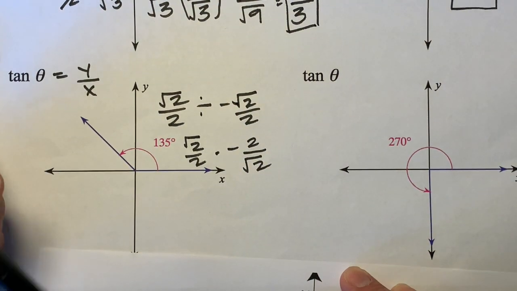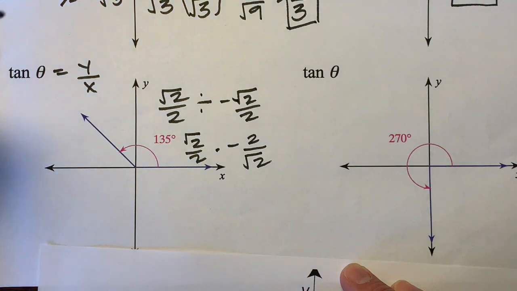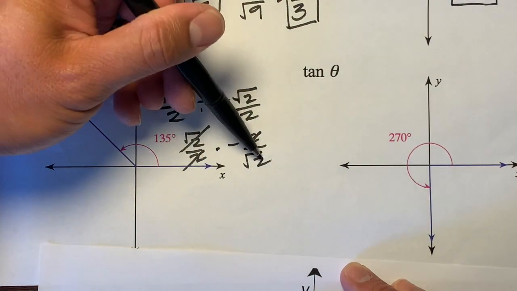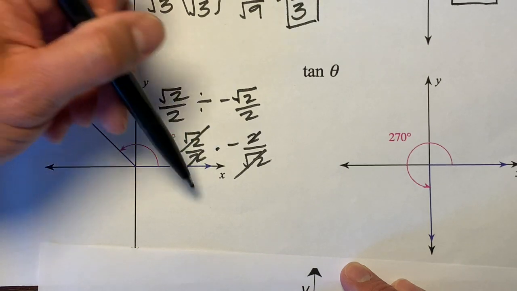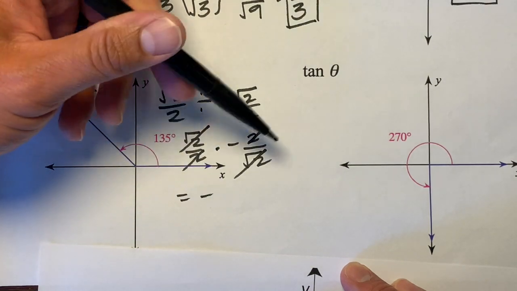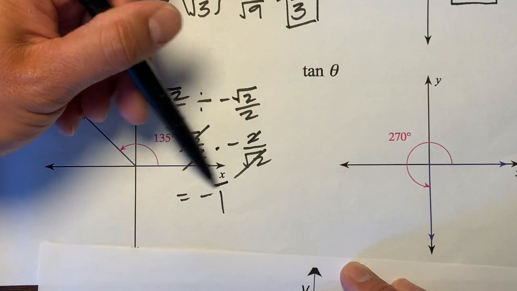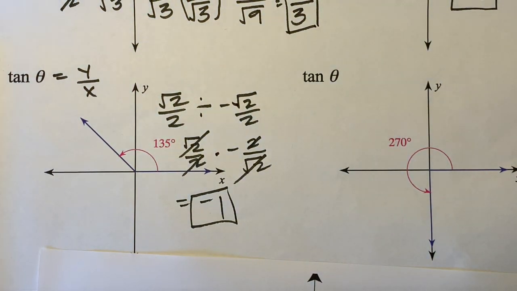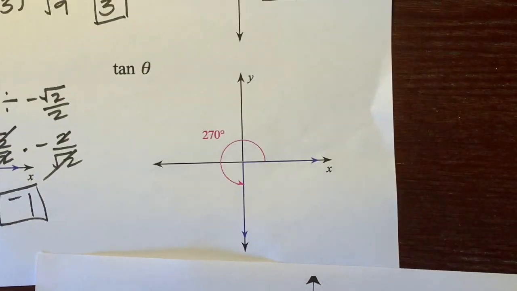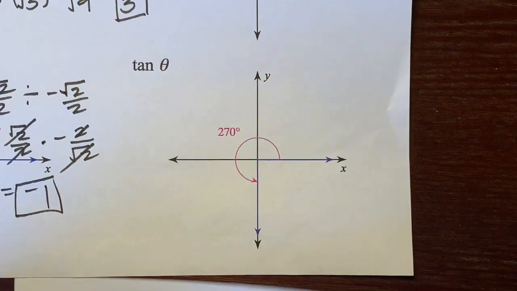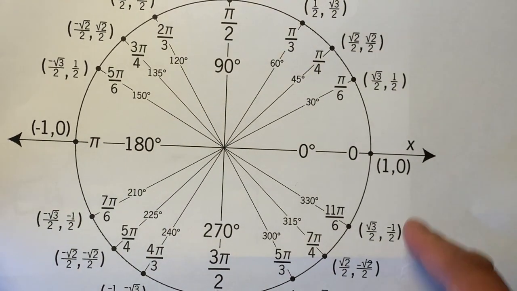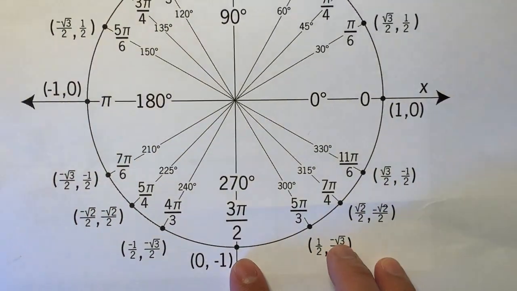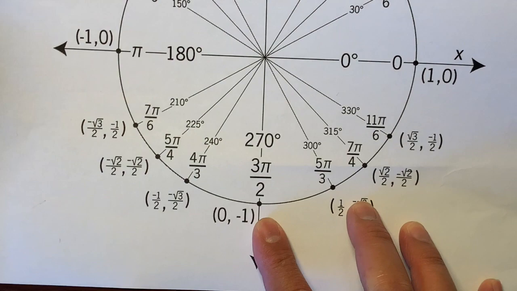This may look a little daunting, but it's not that bad because these 2's cancel out, the radical 2's cancel out, and we're just left with a negative. So our final answer is negative 1. Hey, that wasn't too bad. Okay, and our final problem, tangent of 270 degrees. So, whoa, 270 degrees is this one, and it's the y over the x.